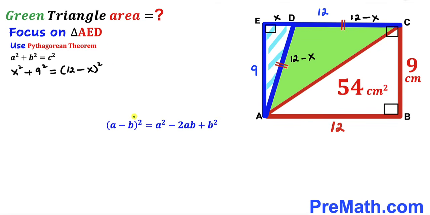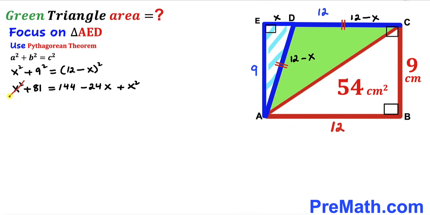And now let's recall this famous identity: a minus b whole square can be written as a square minus 2ab plus b square. We are going to apply it on this binomial on the right hand side. So therefore we are going to have x square plus 81 equals 144 minus 24x plus x square. And now we can see this x square and x square are gone.